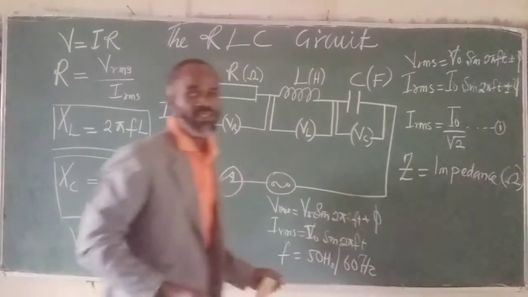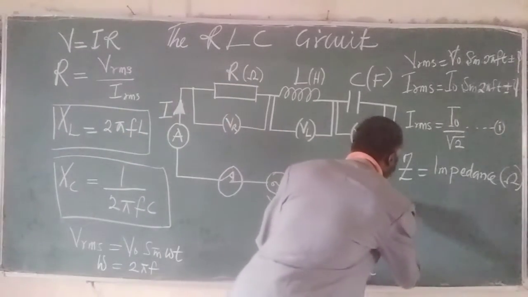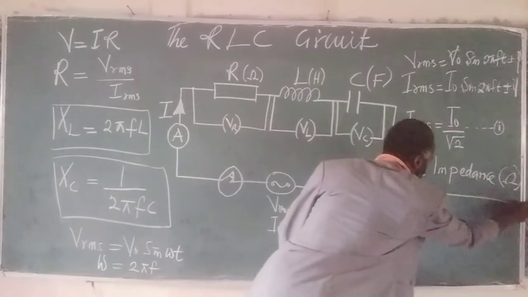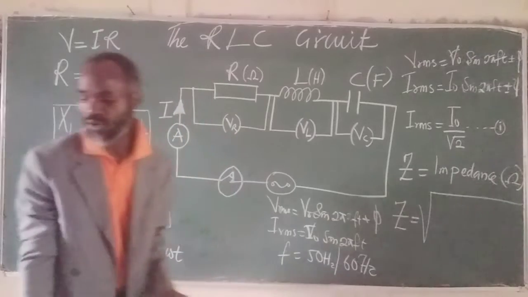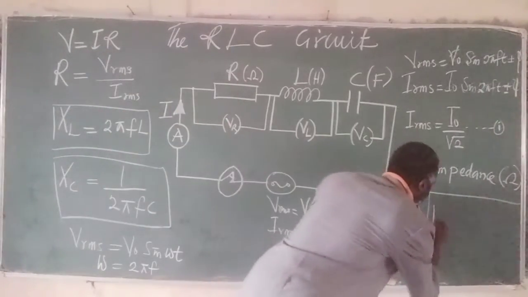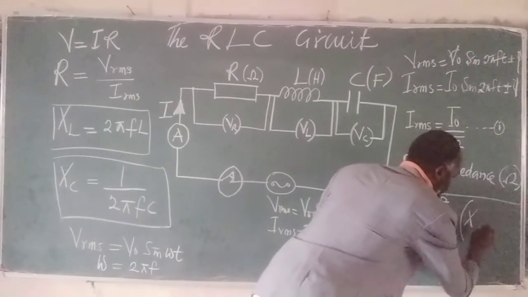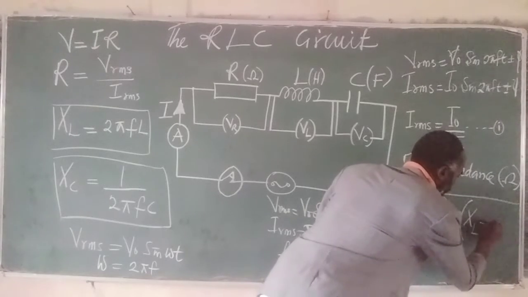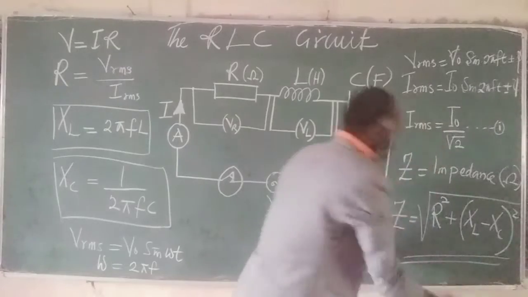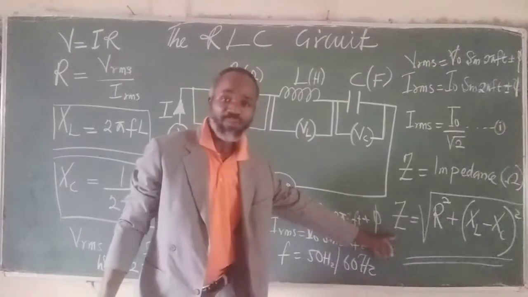So if we have this and we want to calculate the value of the impedance, it simply means we need to take into consideration all that we've got. And how do we do that? It's very simple. We take note of R, which is the resistance of the circuit, plus, bracket open, the inductive reactance minus the capacitive reactance, all squared. So by the time we evaluate that, we now find the value of the impedance.